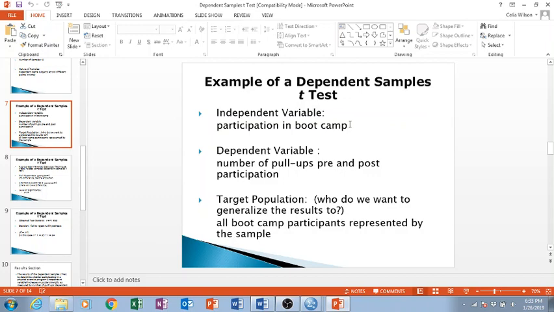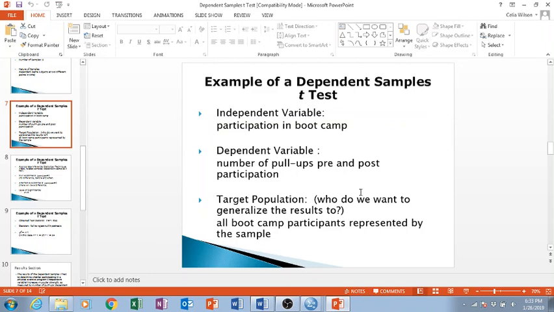And that manipulation is going to impact our dependent variable. So the number of pull-ups depends on participation in a boot camp. Or I should say, that is what we're trying to find out. Does the number of pull-ups depend on whether they participated? So we'll see. So this is a dependent variable, pre and post participation.